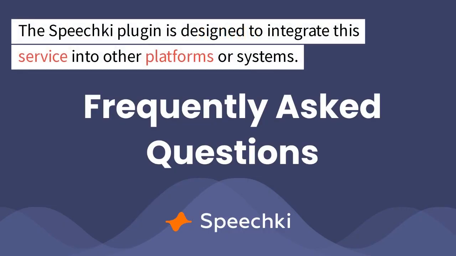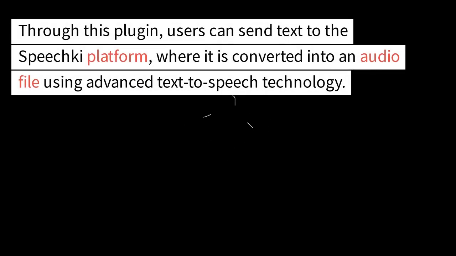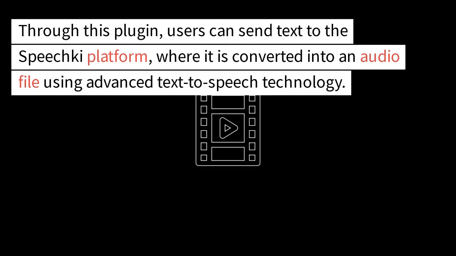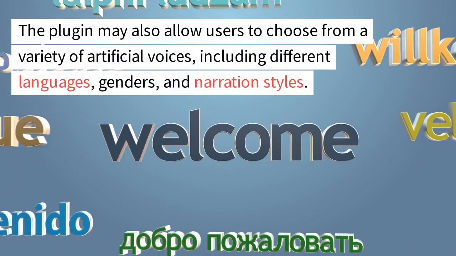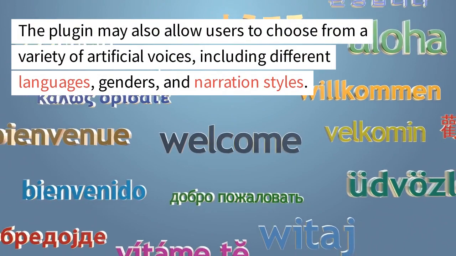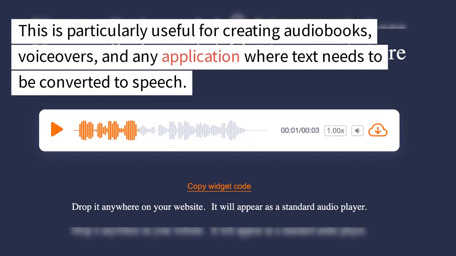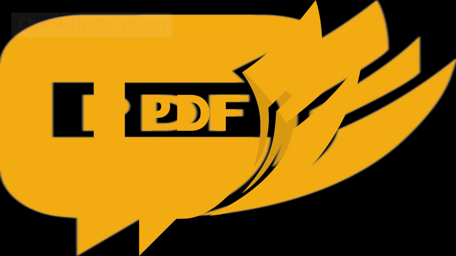The SpeechKey plugin is designed to integrate this service into other platforms or systems. Through this plugin, users can send text to the SpeechKey platform, where it is converted into an audio file using advanced text-to-speech technology. The plugin may also allow users to choose from a variety of artificial voices, including different languages, genders, and narration styles. This is particularly useful for creating audiobooks, voiceovers, and any application where text needs to be converted to speech. Chat with PDF plugin.